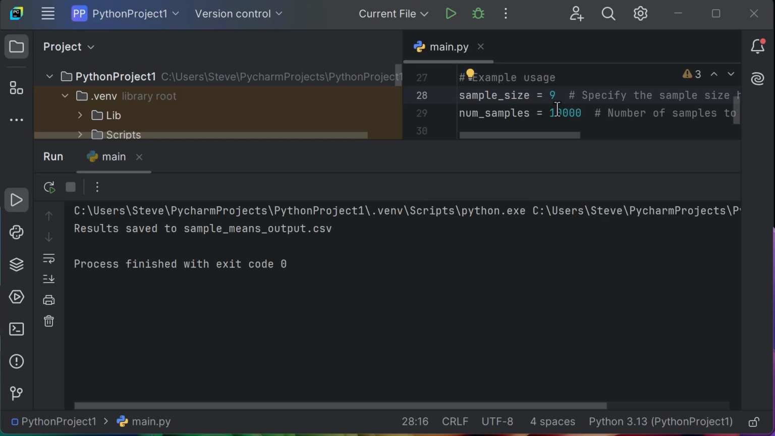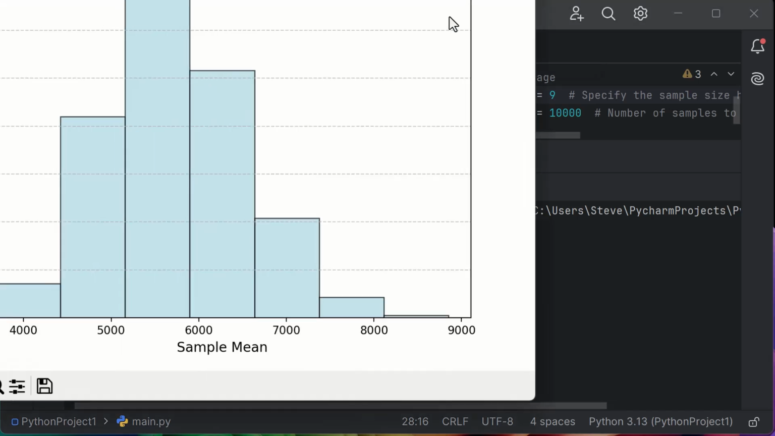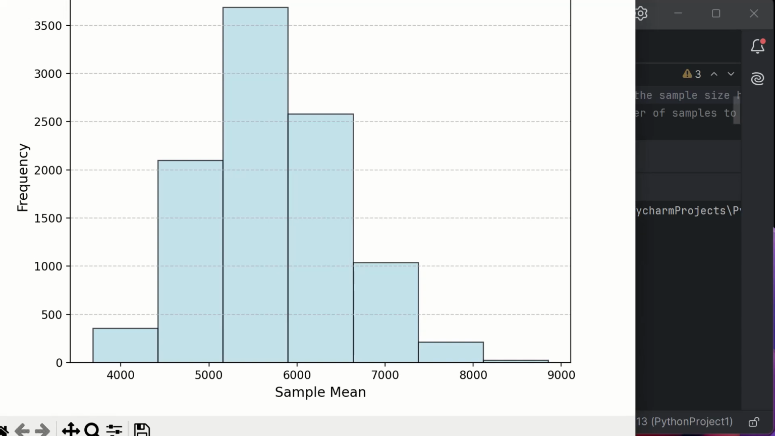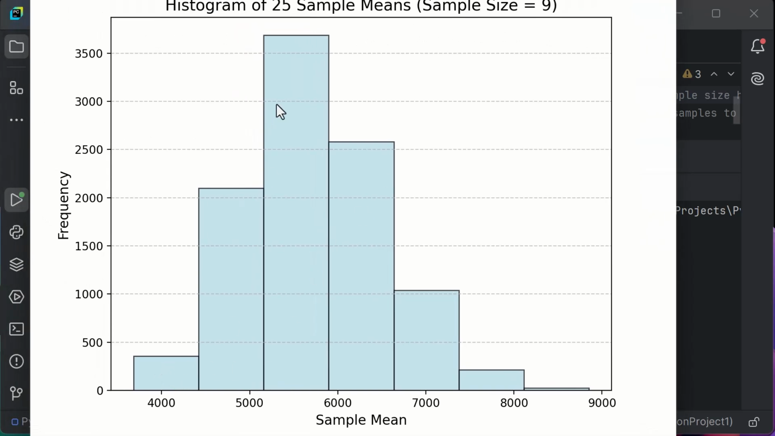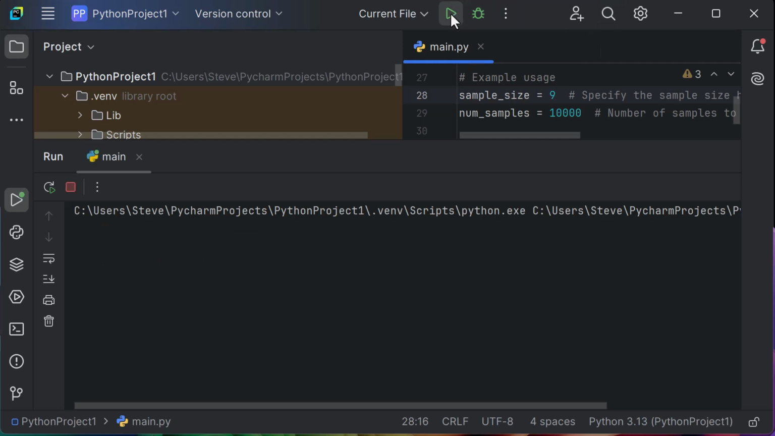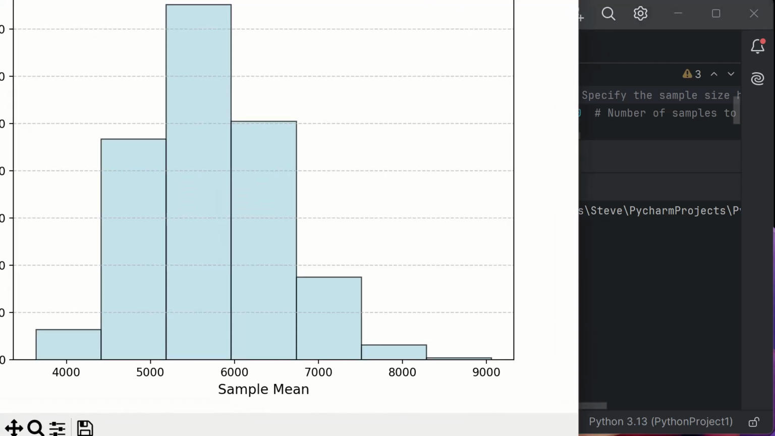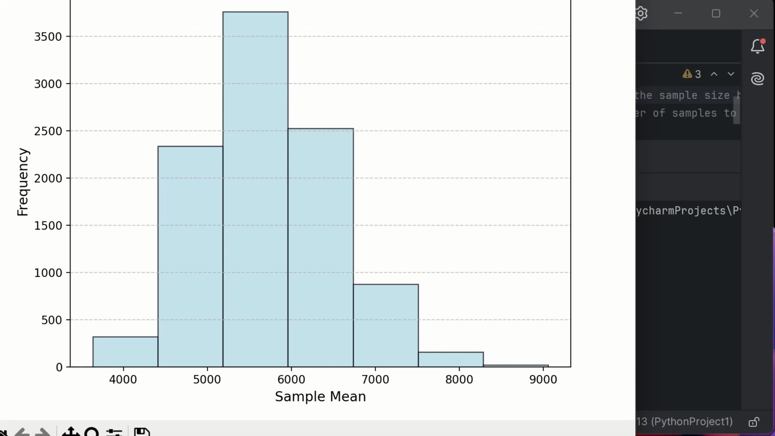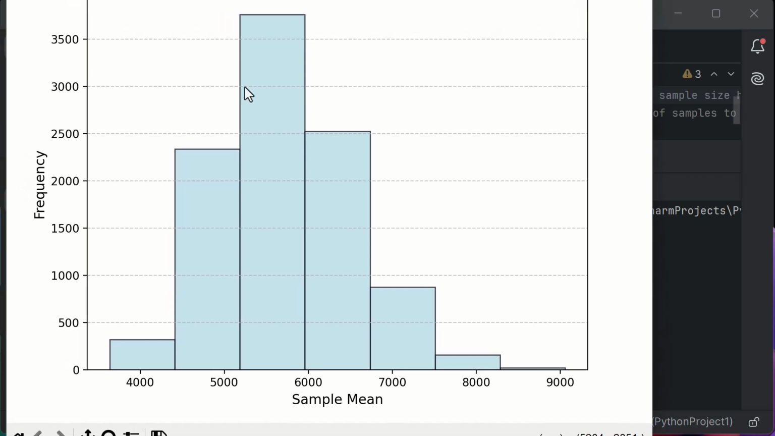So I've changed the sample size to 9. We're still going to do 10,000 of them because 25 just has too much variation to really see anything. And still a bit of a positive skew, but I'd say a bit less. Let's just generate a second one and see if it compares. Again, a little bit of a positive skew, but definitely I would say less than when n was equal to 4. Let's go to n equals 16 and see what we get there.